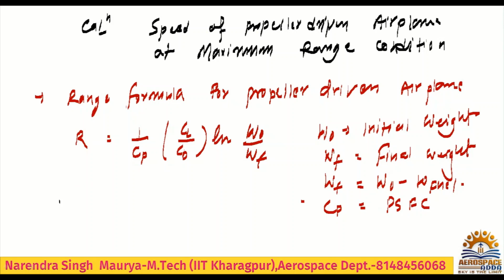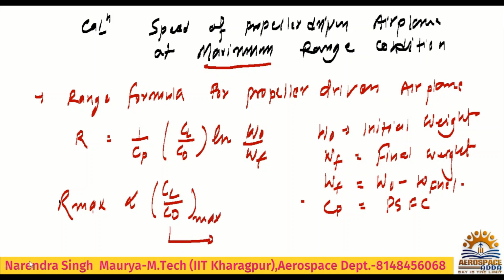This is the formula. Here they are talking about the maximum range. So if you write maximum, then what condition you may get? Everything will be constant, CP will be constant, W naught and WF are supposed constant, so it comes directly to CL by CD. So for maximum range, this CL by CD must be maximum. What is the CL by CD maximum case?